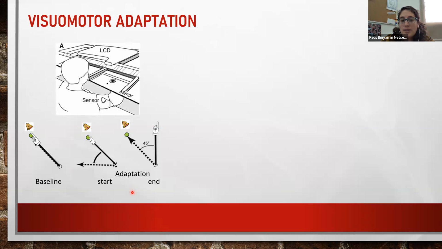The participants are instructed to make center-out planar reaching movements by sliding a pen on a tablet beneath their hand. During the baseline block, as you can see here, the movement of the participant's hand and the cursor are aligned, synchronized. During the adaptation block, the direction of the cursor is rotated with respect to the hand, which is called the perturbation. And with time, as you can see here, the participants adapt to the perturbation and succeed in reaching the target.